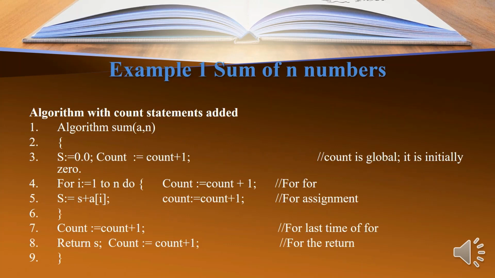Let's consider the example of sum of n numbers. So this is an algorithm. There are totally 9 lines in the algorithm. We are not going to introduce a count for the title heading statement, or for the opening flower bracket or closing flower bracket. For that we are not going to attach any count statement. Only for the executable statements we are going to attach. So the first line here is s equal to 0.